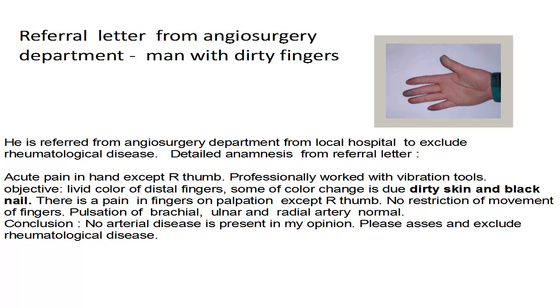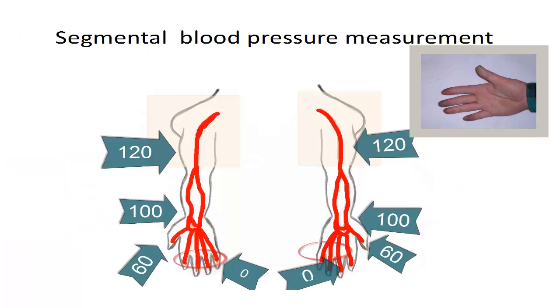Objective: livid color of distal fingers. Some of color change is due to dirty skin and black nail. There is a pain in fingers on palpation except right thumb. No restriction of movement of fingers. Pulsation of brachial, ulnar and radial artery is normal. Conclusion: no arterial disease is present in my opinion. Please assess and exclude rheumatological disease.